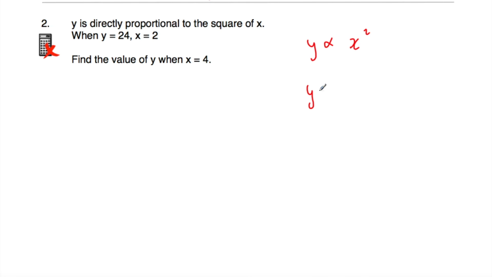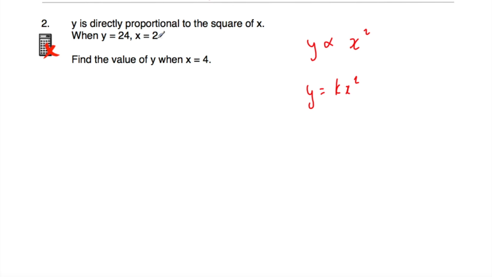So we're going to have y is equal to, and if you times x squared by k, you'll have k x squared. Some students like to write k times x squared. That's totally fine, because you're going to find out what k is anyway. But I'm just going to write it like that. Y is equal to k times x squared.